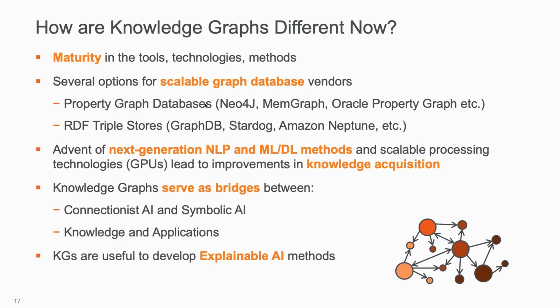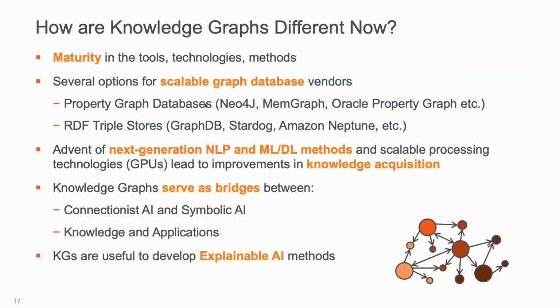Another major reason is the advent of next generation natural language processing, machine learning, deep learning methods, and scalable processing technologies. As I mentioned before, one of the major reasons why semantic networks and knowledge-based expert systems failed in the 1970s and 1980s was the difficulty in representing all the rules formally and acquiring new and new knowledge. However, with the advent of these next generation methods, there is a lot of improvement for knowledge acquisition.